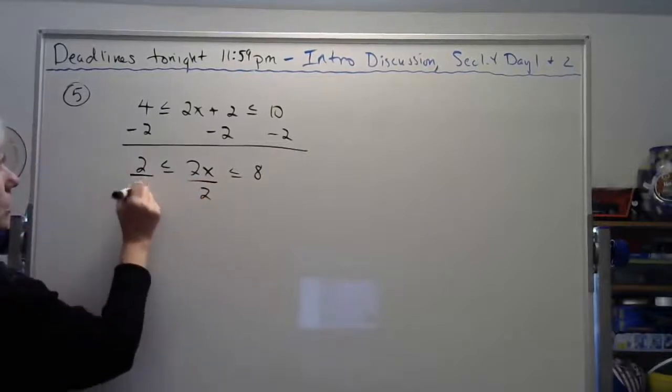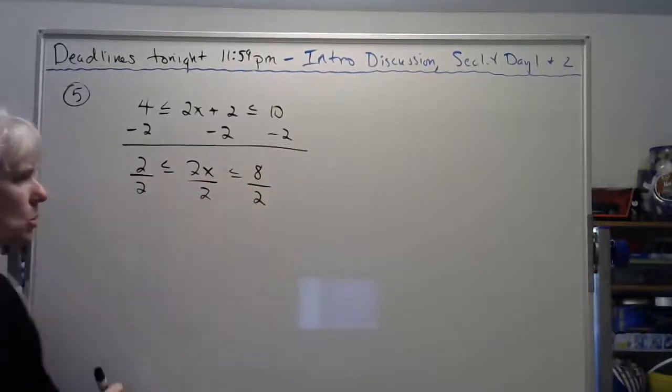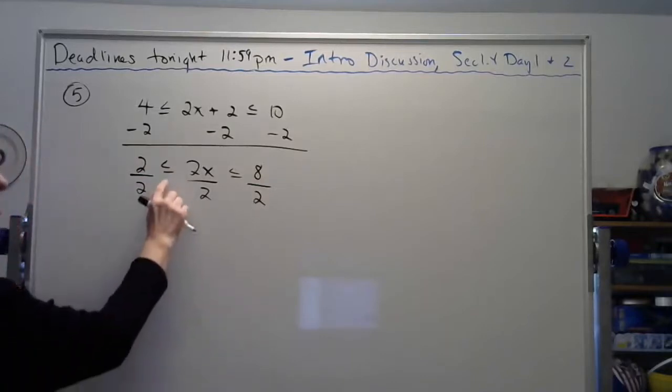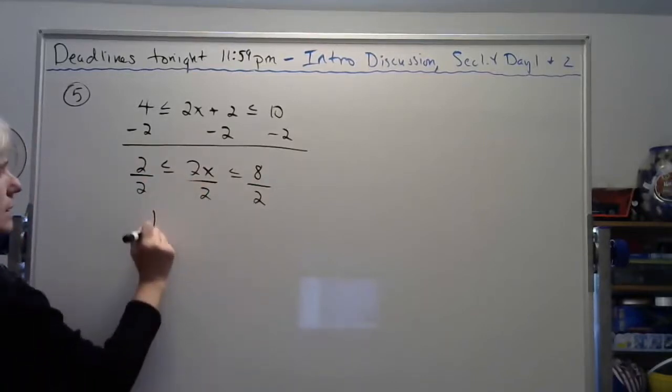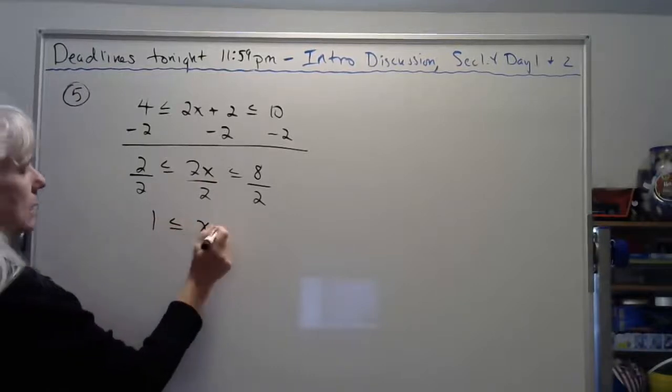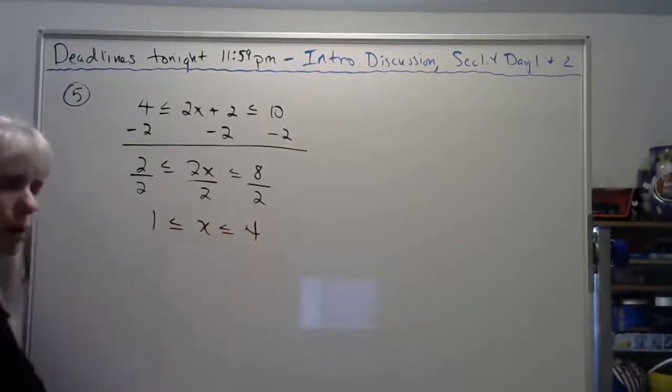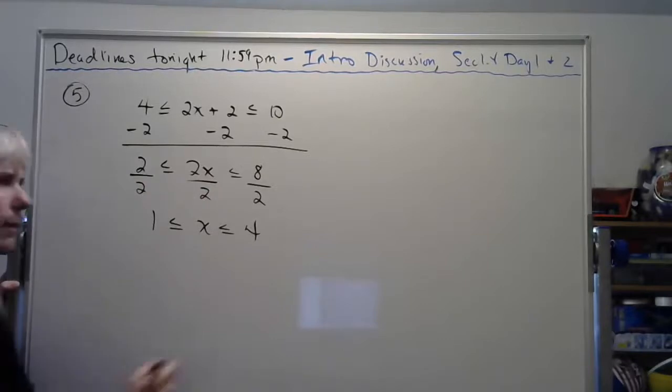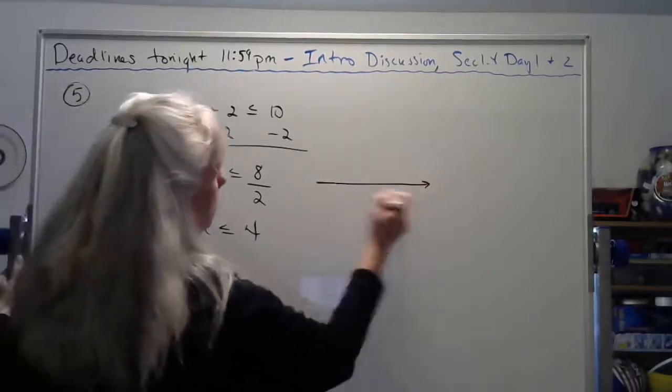And again, whatever you do on one side, you have to do to all the sides. So we'll divide everything by 2. It's a positive 2, so there's no impact on those inequalities. That's going to give me 1 is less than or equal to x is less than or equal to 4. And there's our solution. But now we have to go graph it.